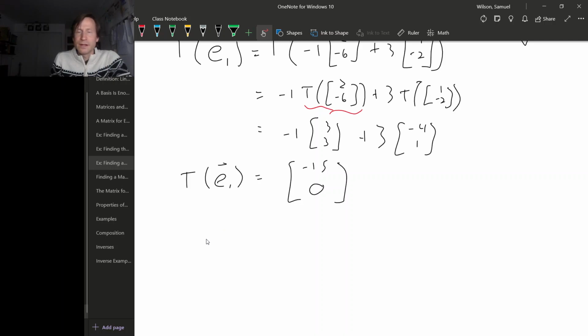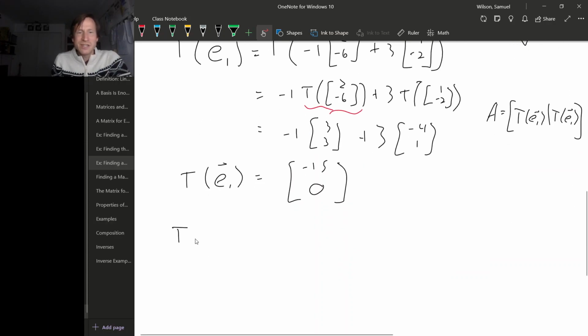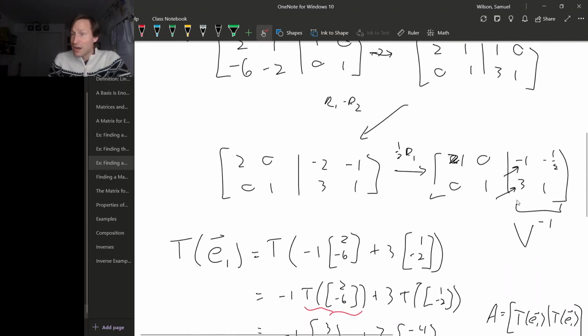And now, remember, our goal is to form this matrix A that's T applied to E1 and T applied to E2. So we just found T applied to E1. Now we need to find T applied to E2. The first thing to do is write E2 as a linear combination of the 2 basis vectors we have. And the coefficients for that are right here.